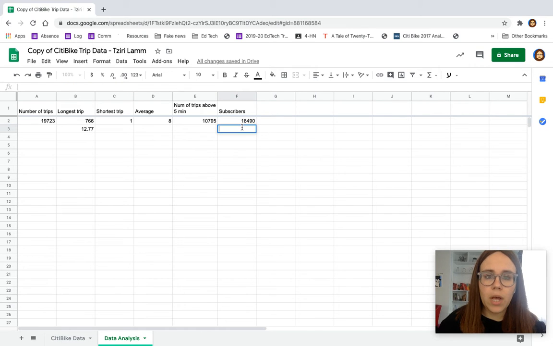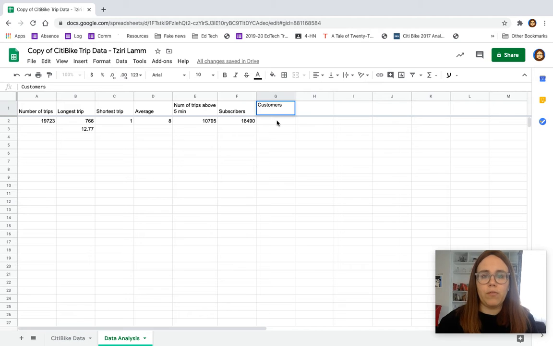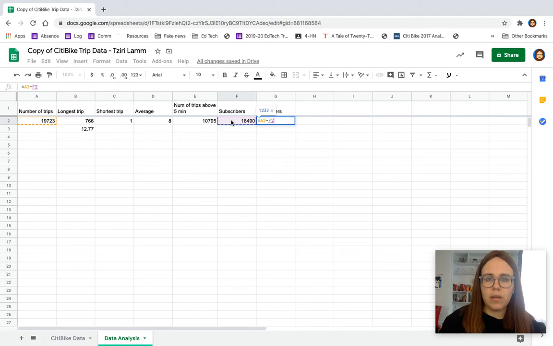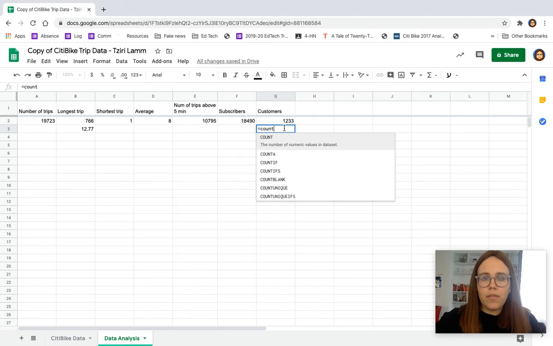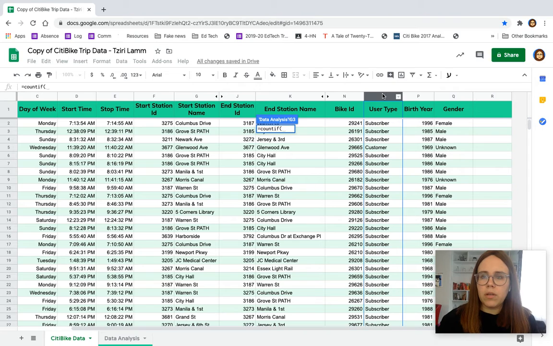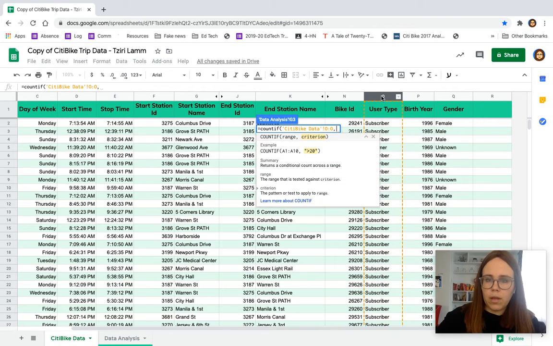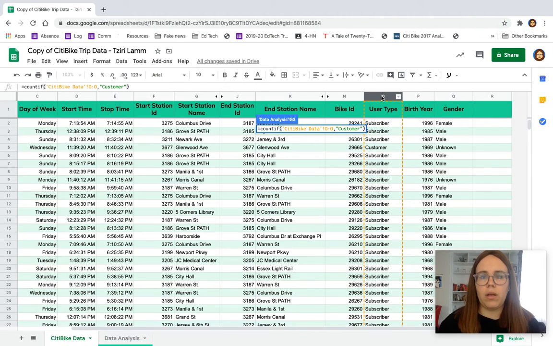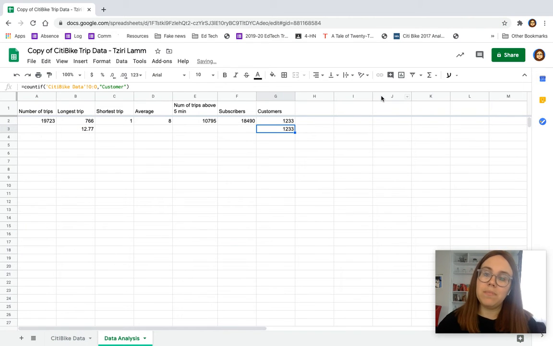by subscribers. And then if we want to know the number of customers, there's actually two ways that we can figure it out. We can either use just basic math where we write equals and we take the number of trips and we subtract the number of subscribers. Or if you want, you could use another CountIF formula and count it if column O is equal to customer. And if it is, see, same number.